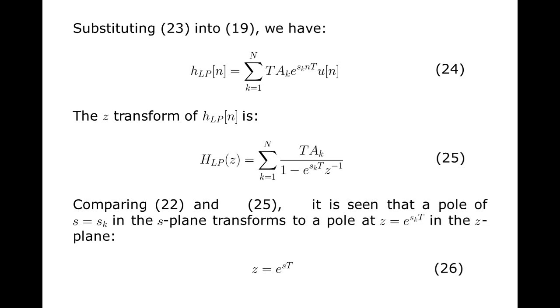Therefore, by taking the Z transform, we will get H_LP(z) equal to summation of T·a_k upon 1 minus e^(s_k T) z^(-1), where k is 1 to capital N, capital N is the order of the filter, T is the sampling period. So comparing equations 22 and 25, it is seen that a pole at s equal to s_k in the S plane transforms to a pole at z equal to e^(s_k T) in the Z plane, and so z is equal to e^(sT). So see the relation between z and s, that we get from equation 26.